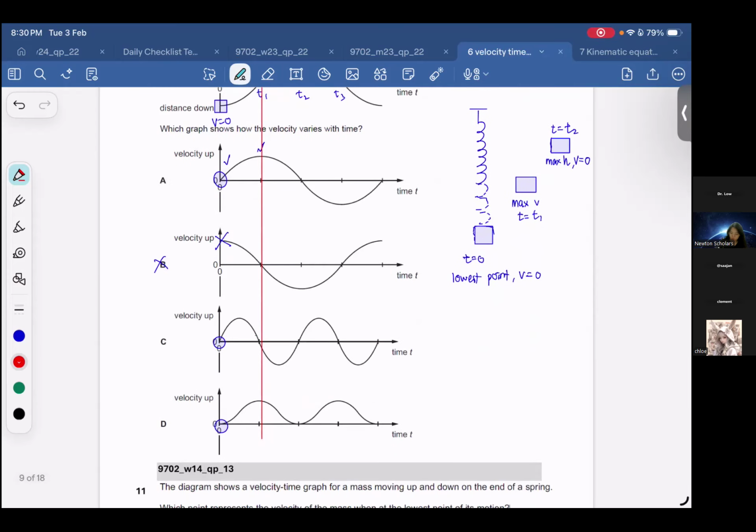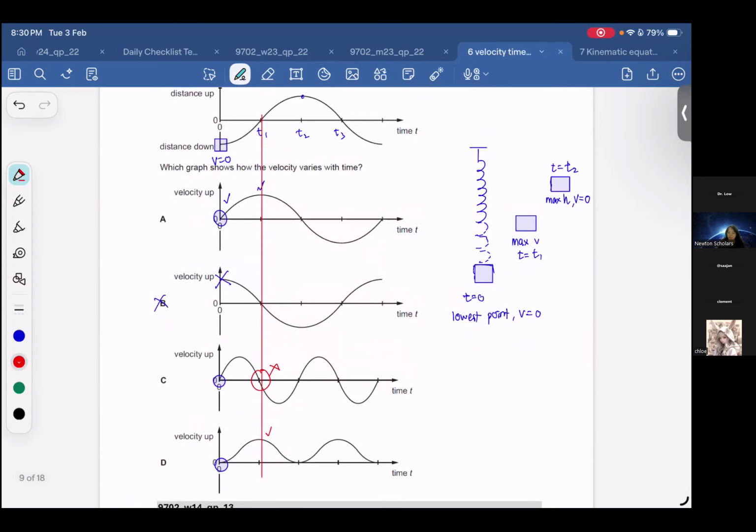Okay, so this one is wrong. Here, okay. Then after that at T2, T2 is going up until the highest position. At that position, velocity is 0. Therefore, it will go down again. It will change direction. Every time an object changes direction, its velocity must go to 0.